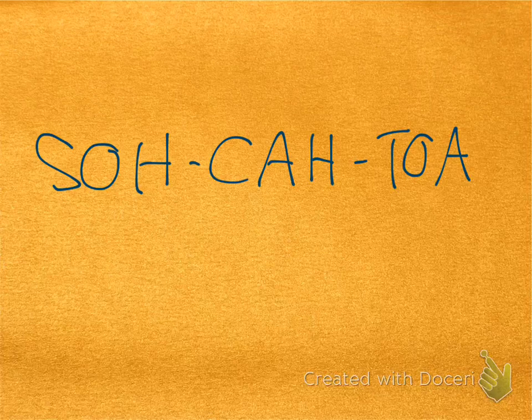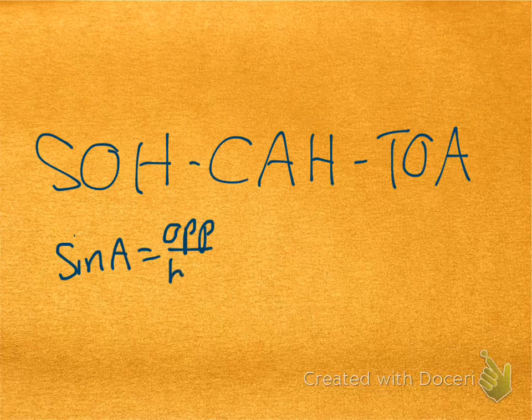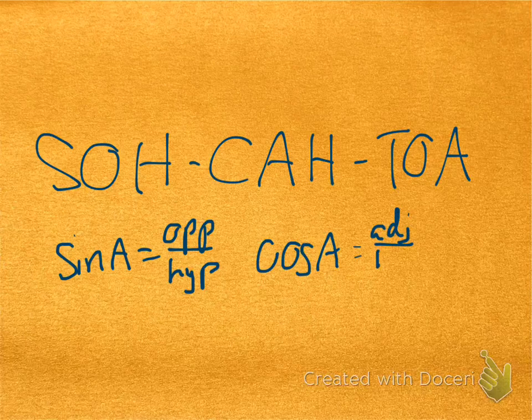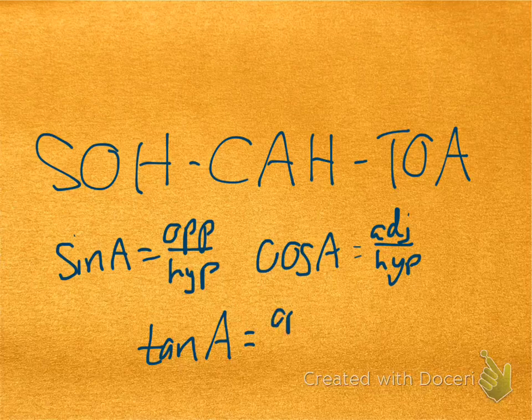This is a phrase we say: SOH CAH TOA. Okay, so SOH just means sine of, let's just say all these are angle A. Sine of A equals opposite over hypotenuse. Cosine of A equals adjacent over hypotenuse. And the tangent of A equals the opposite over the adjacent.